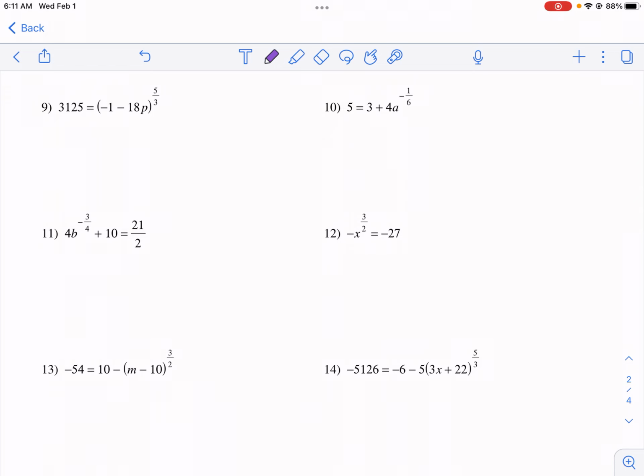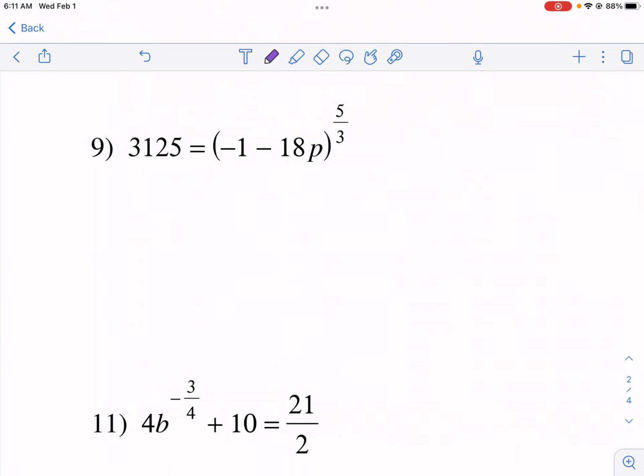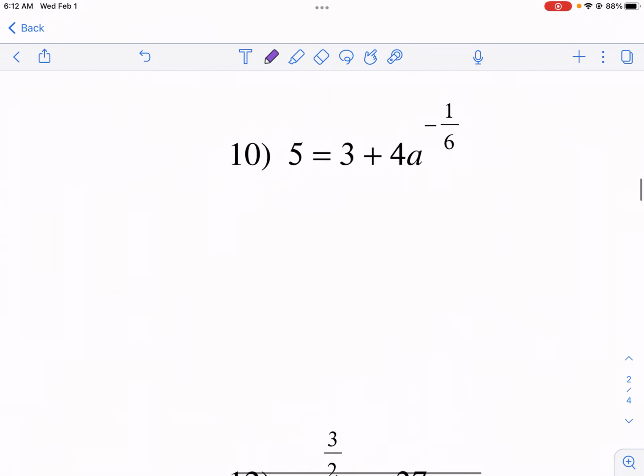Most of them are pretty similar to what we've already been doing. One I want to address, this is similar to what we just did. You're going to raise both sides to the 3/5 power, like this. Okay, and then it's a 2-step equation once you're done with that. You're going to have to add 1 and then divide by negative 18. So just keep that in mind for number 9. Very similar to what we just did.